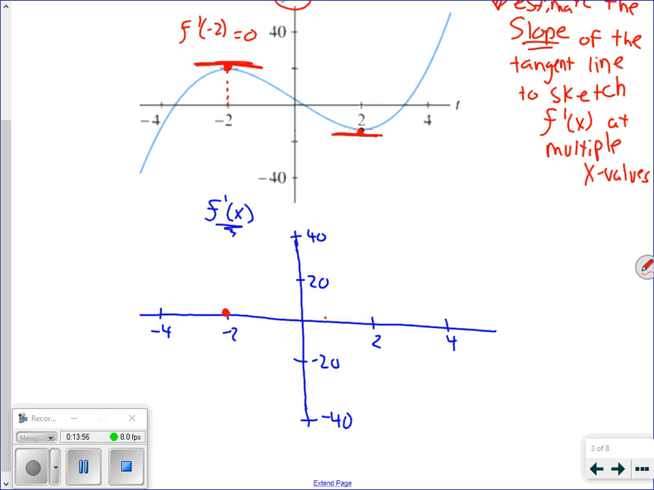Now, same thing over here at positive 2. It looks like the slope is 0, so that means that f prime of positive 2 is also equal to 0. So I'm going to plot that point here. Okay?